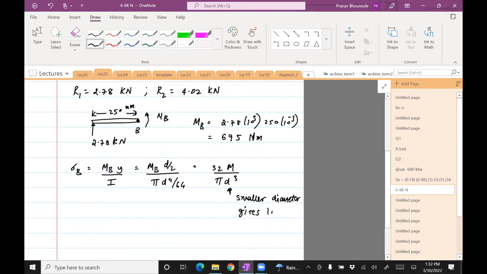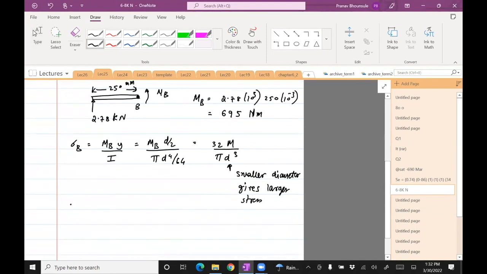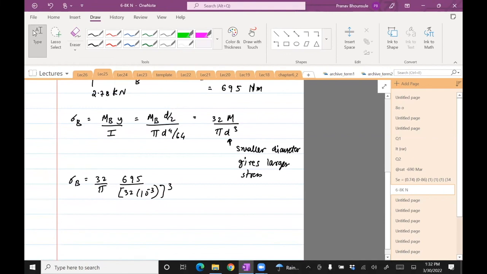That gives the larger sigma b. Sigma b equals 32 by pi times 695, and the diameter is 32 times 10 raised to negative 3, and I need to take the cube of that. Okay, so this will give me sigma b equals 216.